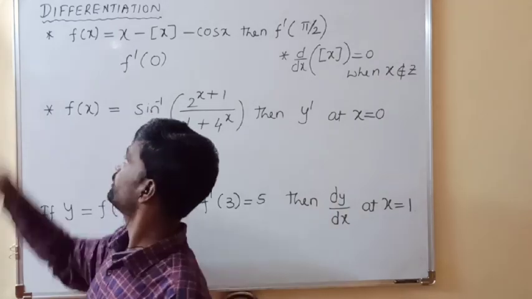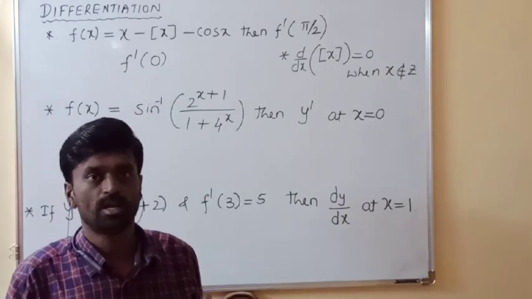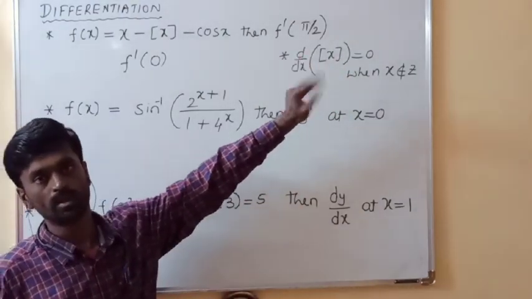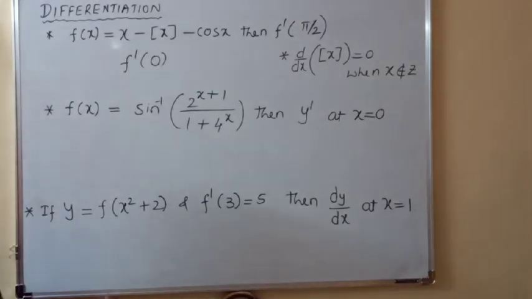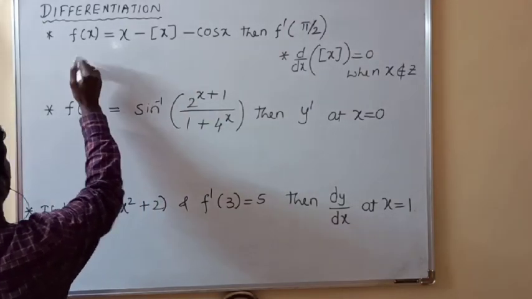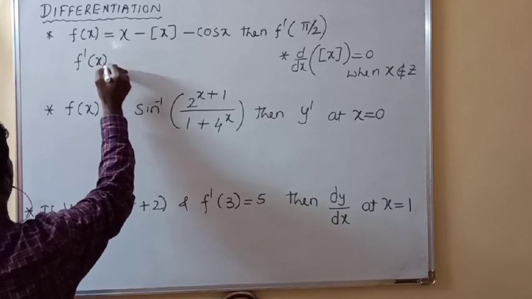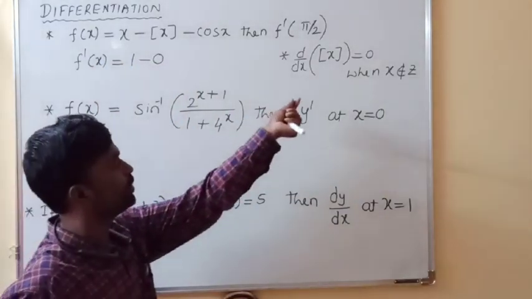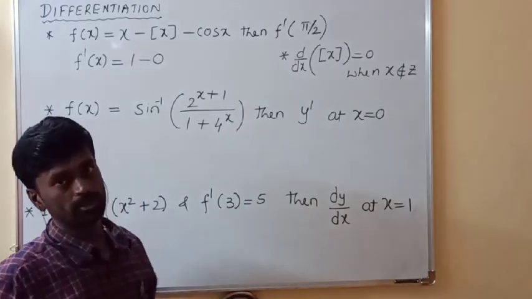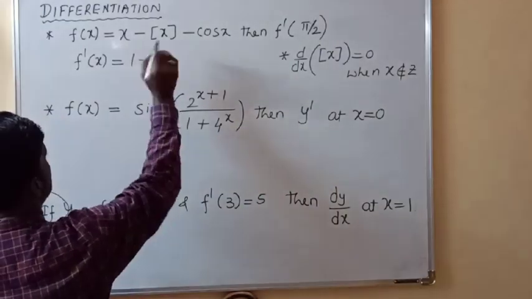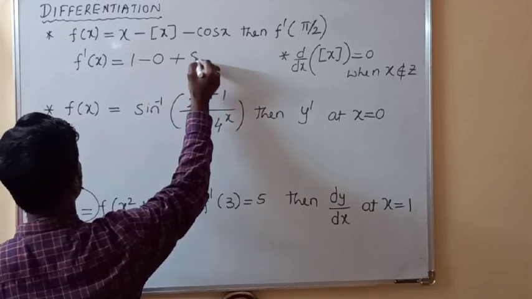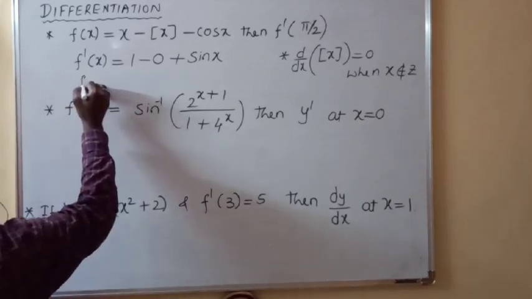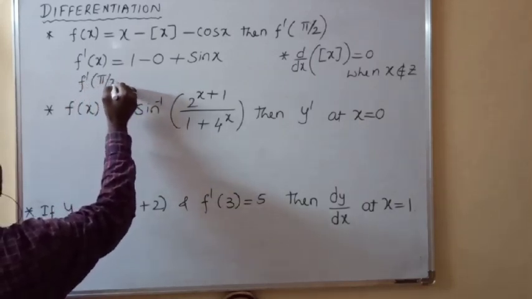That means the step function is differentiable at pi by 2. And what is its derivative? 0. Okay. So now to get f dash of pi by 2, first you have to find f dash x. So x derivative 1, step x function derivative 0, because we are finding the derivative of the function at pi by 2 only. So step x function derivative 0, minus cos x derivative plus sin x. Now you put x equal to pi by 2.